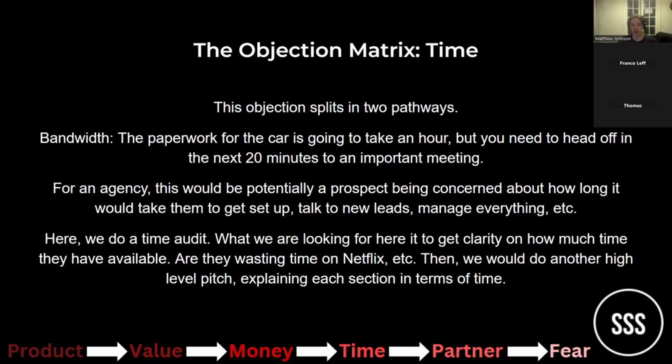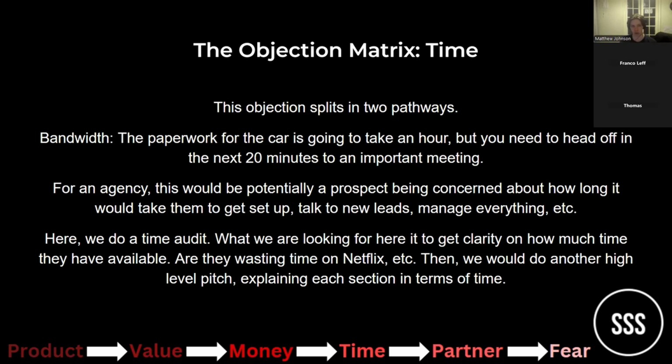But for an agency, this will potentially be a prospect being concerned about how long it will take them to get set up, talk to new leads, manage everything. Maybe they think it's going to take them 35 hours a week to talk to the new leads, to do whatever it is, niche specific work they would have to do on their end, working with the agency.